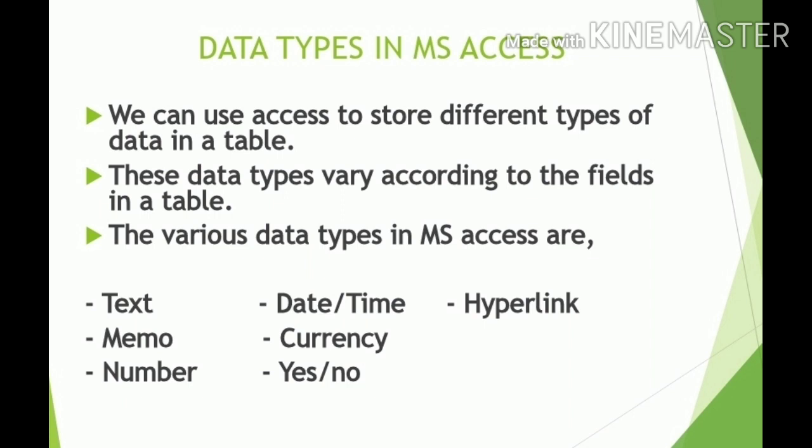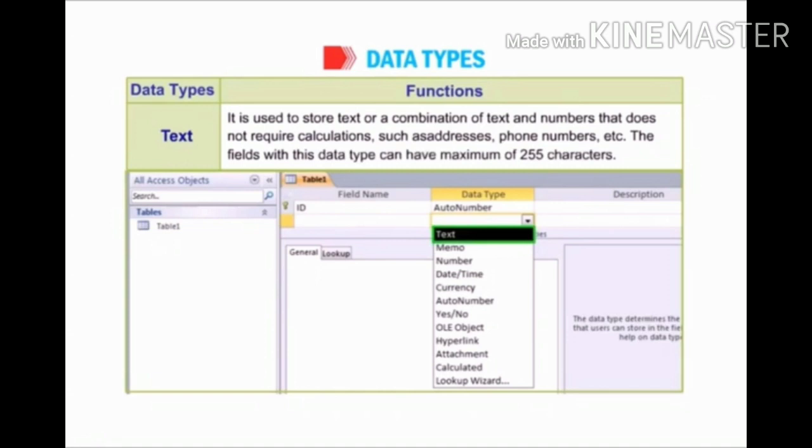The various data types in MS Access are text, memo, number, date and time, currency, yes or no, hyperlink. Data types and their use. Text. It is used to store text or numbers that do not require calculations such as mobile numbers. Stores up to 255 characters.